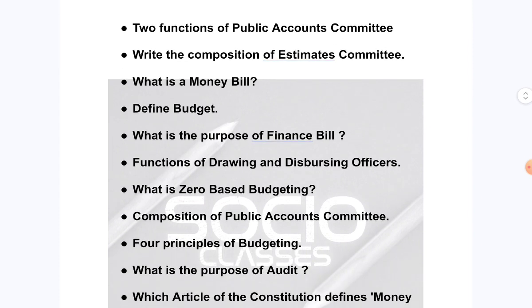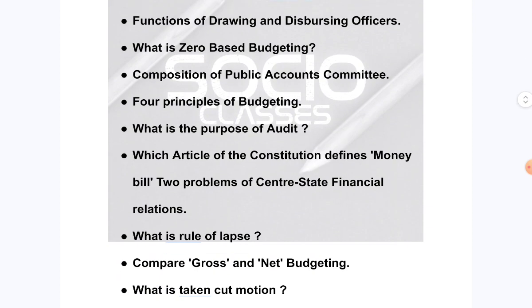2 functions of Public Accounts Committee. Write the composition of Estimates Committee. What is a money bill? What is the purpose of finance bill? Functions of drawing and disbursing officers. What is zero-based budgeting? Composition of Public Accounts Committee. 4 principles of budgeting. What is the purpose of audit?